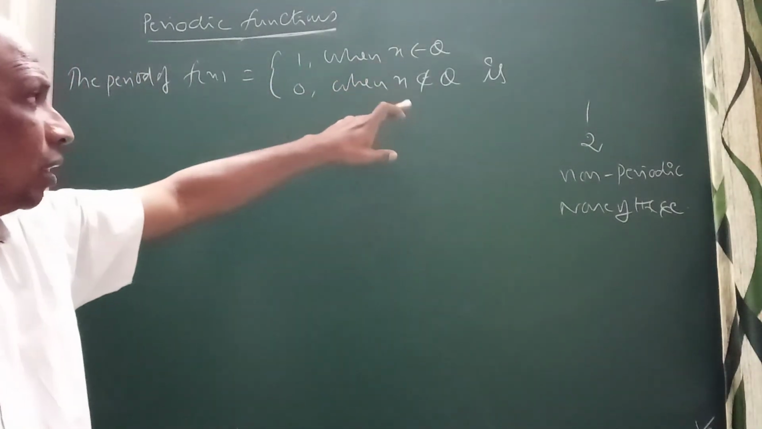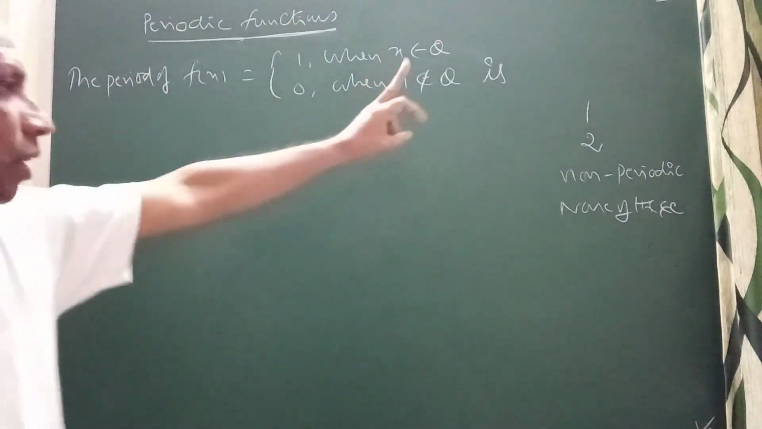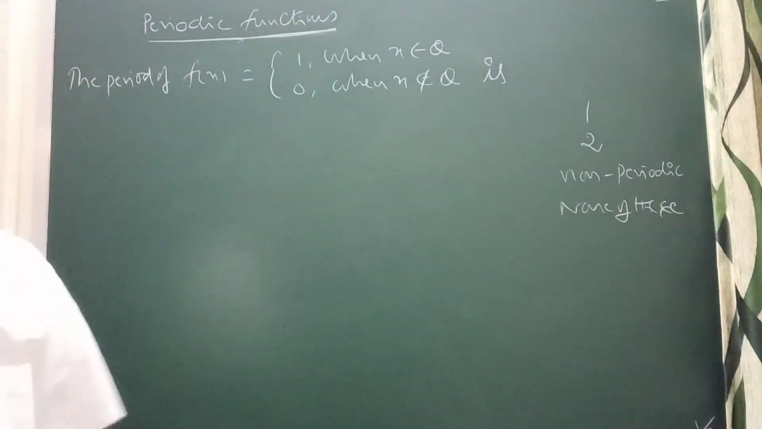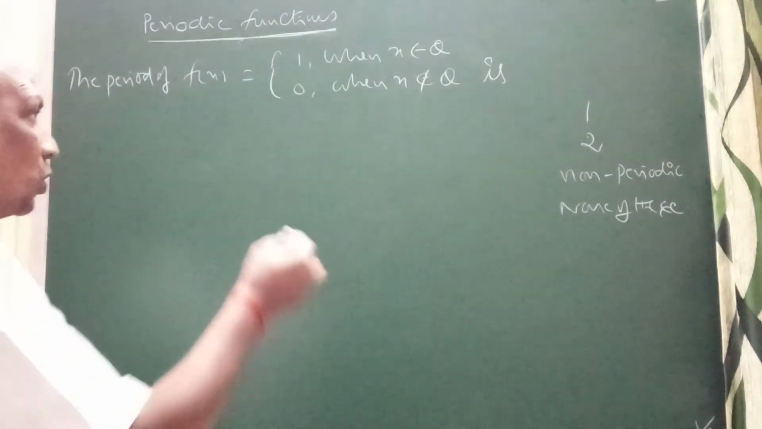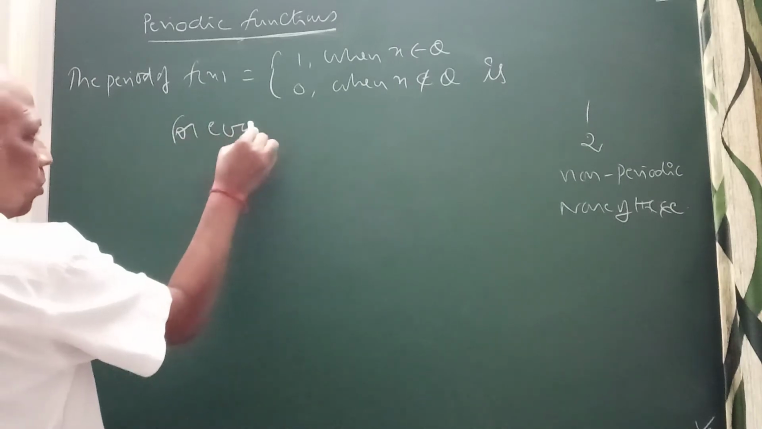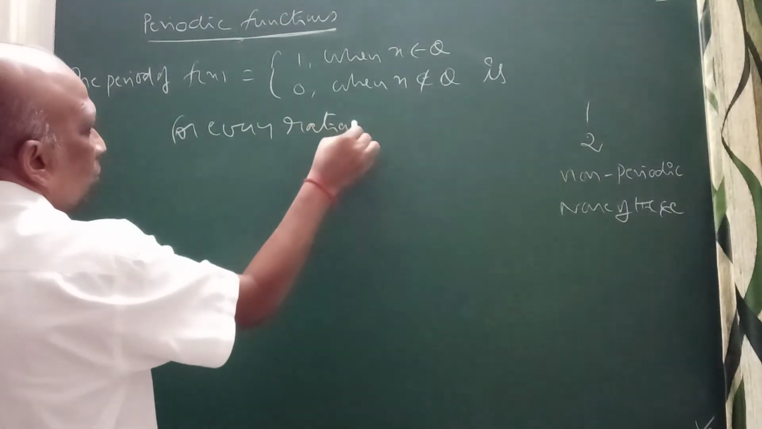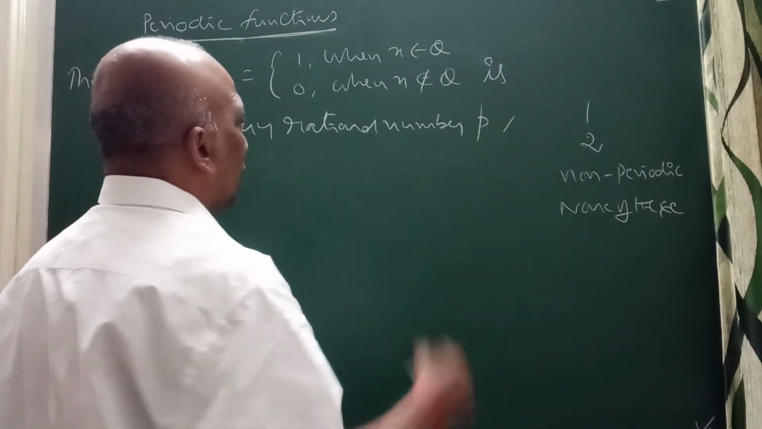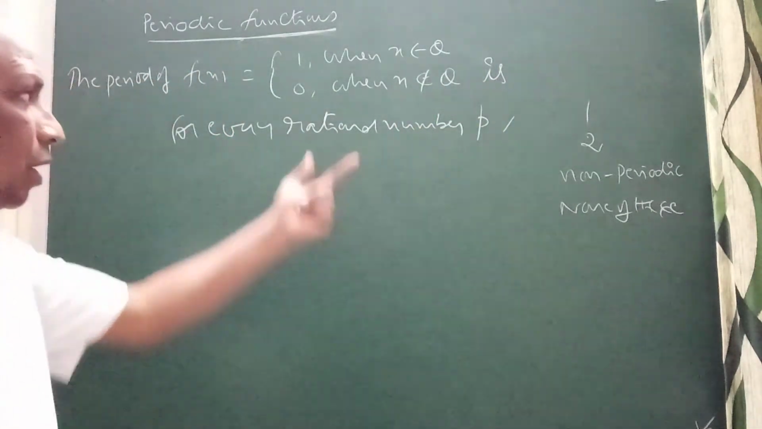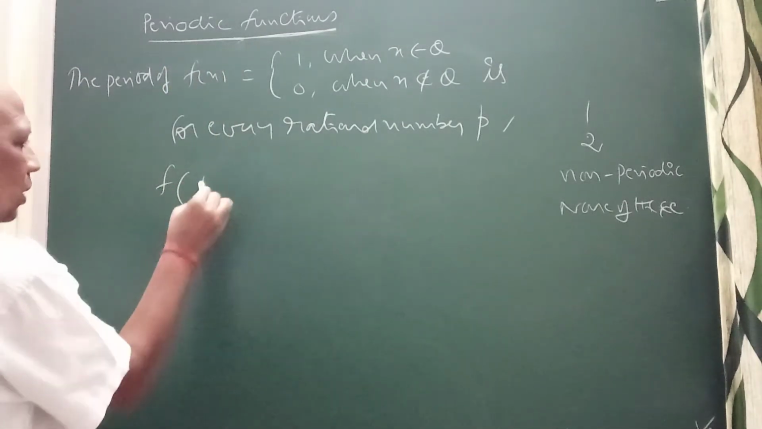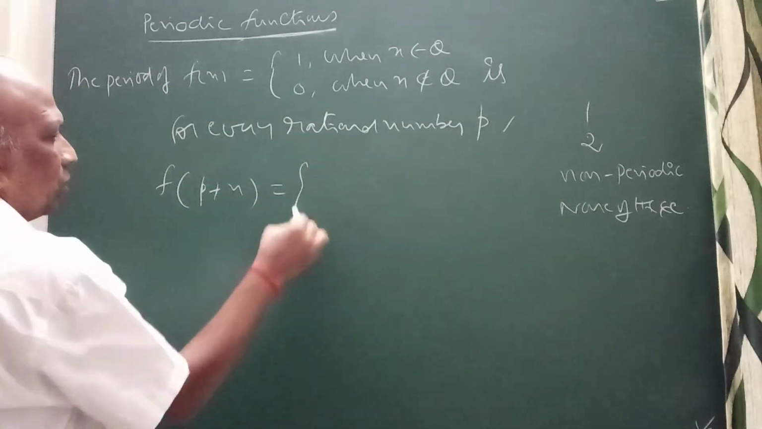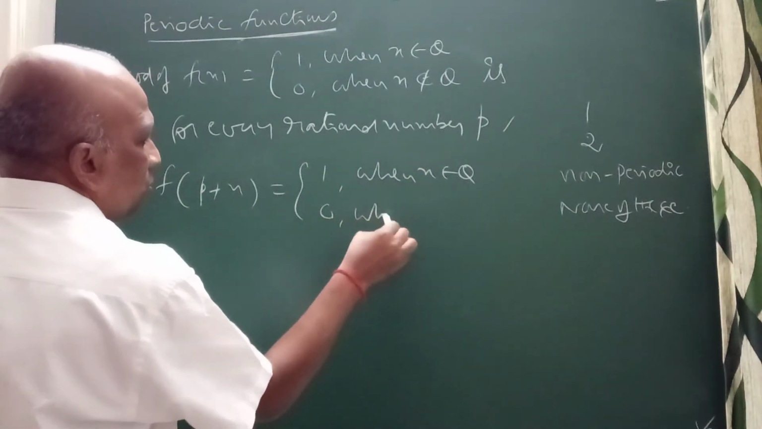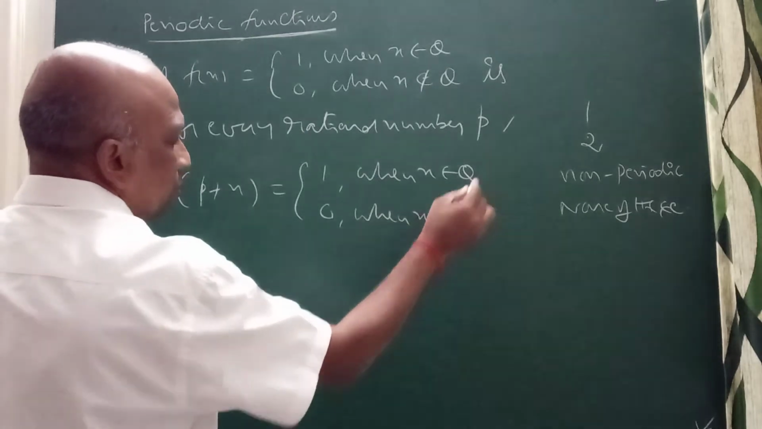Now see in this problem, they have given f of x is 1 when x is rational, 0 when x is irrational. What is the period of this? 1, 2, non-periodic, none of these. But you remember here, for every rational number p, f of p plus x is 1 when x belongs to Q, 0 when x doesn't belong to Q.